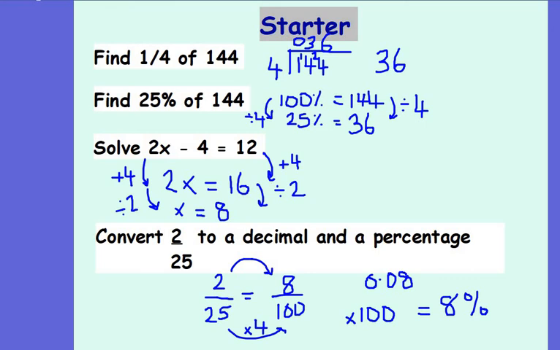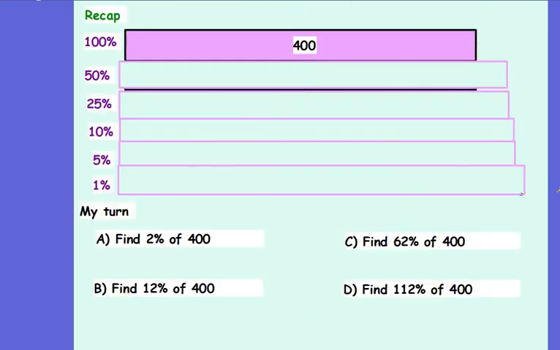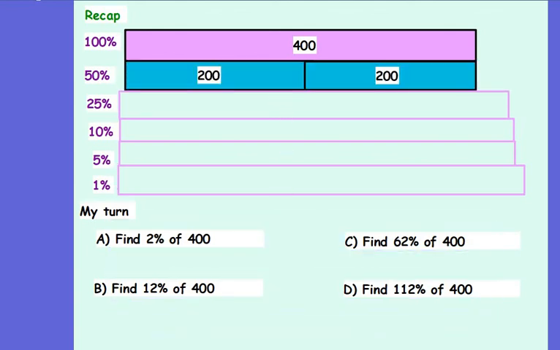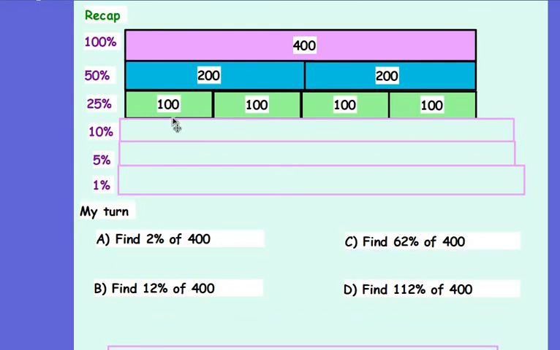So a quick recap to start us off. We used the bar model to work out various percentages of a number. For example, if this bar represents 100% of 400, the bar itself is worth 400. To work out what 50% would be, we need to split that bar into 2. And that tells me that 50% of 400 is 200, and I've got 2 lots of 200 within my 400. To work out what 25% is, I need to split that bar into 4. So I've got 4 lots of 25% in 100%, and 25% will each be worth 100.